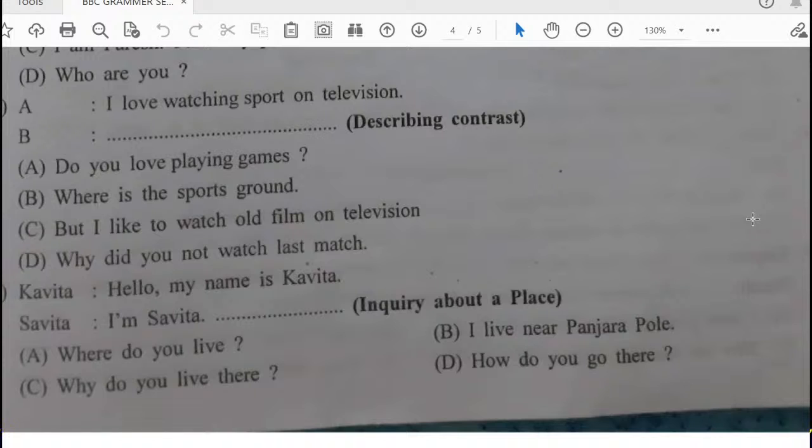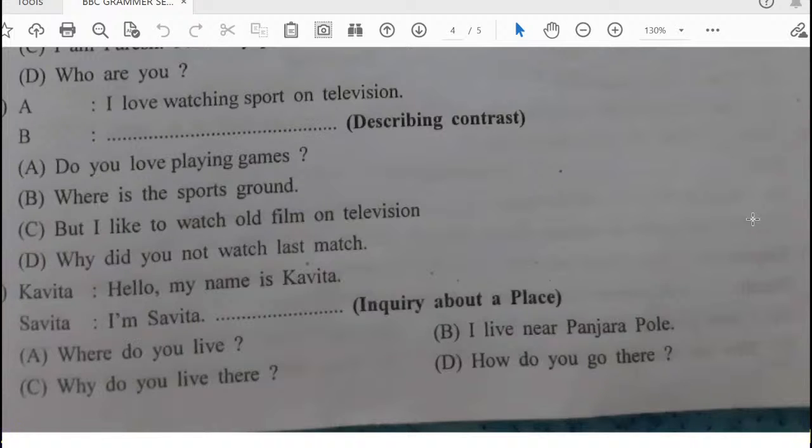So what will be the option? First A, where do you live? Option B, I live near Panjrapol. Then option C, why do you live there? And option D, how do you go there?